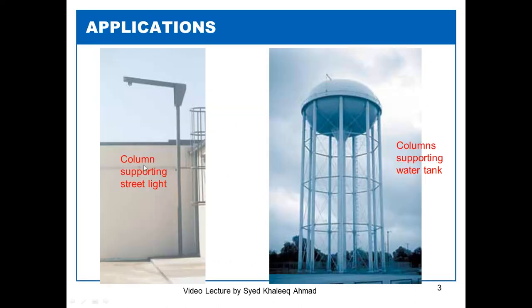You can see here some examples of column. A street light supported by a column. So this is column. The load of this street light is coming on this column, and finally the load is transferred to the foundation. If you look here at this tank, a water tank, it is supported by these columns here. So these columns are transferring the load to the foundation. So columns are important structural members. If any of these columns fail, the whole structure will collapse.